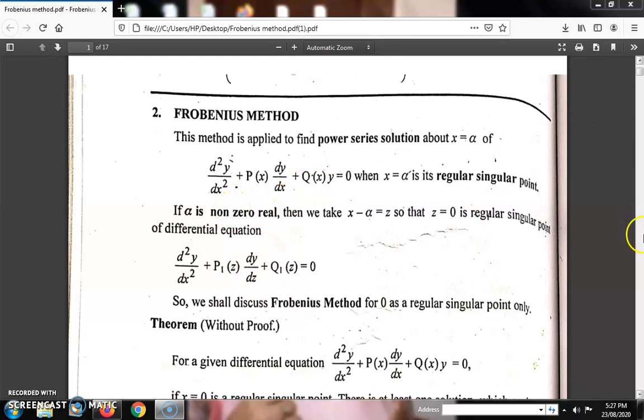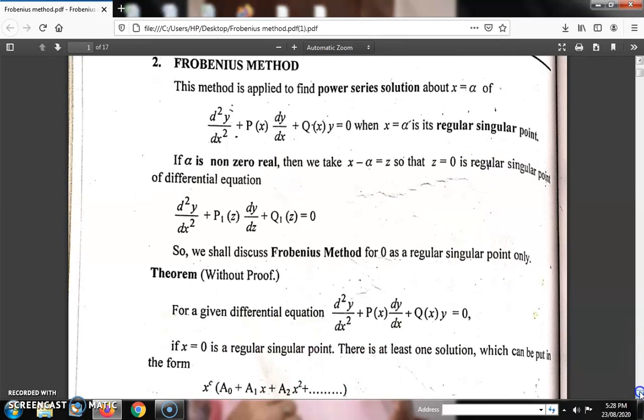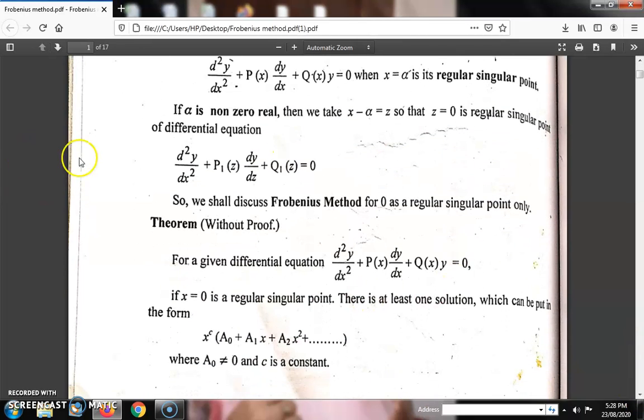Okay, students, we will not go through the proof of the theorem. I will just tell you the brief of the Frobenius method. For a given differential equation, this is our standard differential equation, d2y by dx square plus p(x) dy by dx plus q(x) y equals 0, if x equals 0 is a regular singular point, then there is at least one solution which can be put in the form.